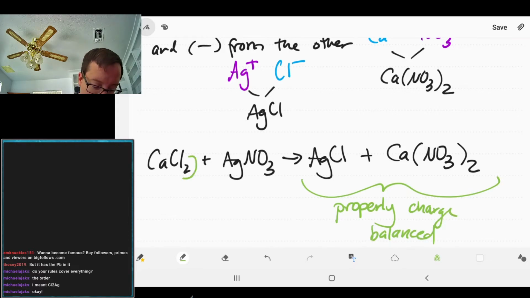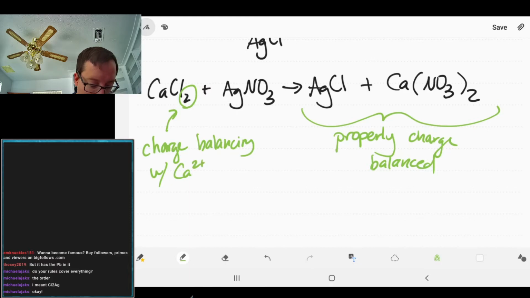Remember that this 2 here came from charge balancing with the calcium. That's where that 2 comes from. That 2 is not inherent in chlorine. There's no Cl2 2- polyatomic ion. That 2 comes from charge balancing, and so we don't care about that. We care about what ions are present here. We don't have Cl2 2- ions. We have 2 Cl- ions.